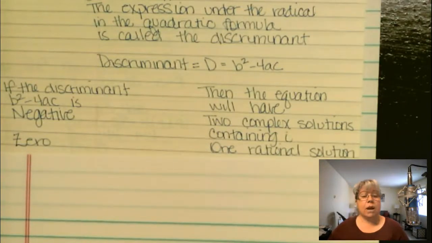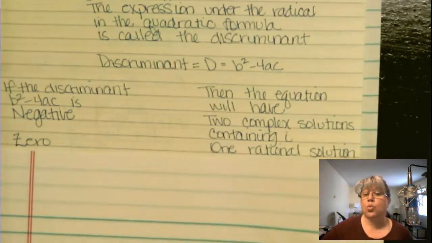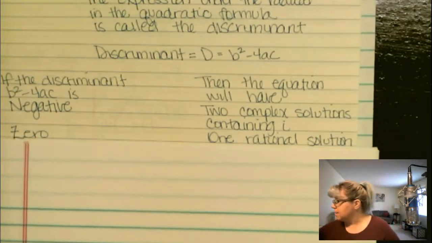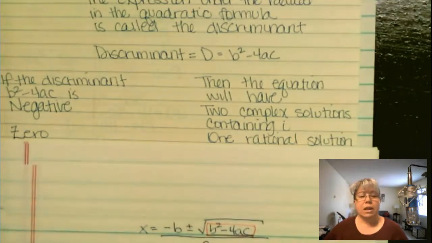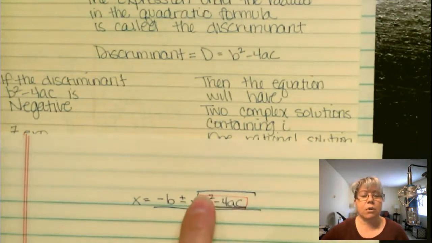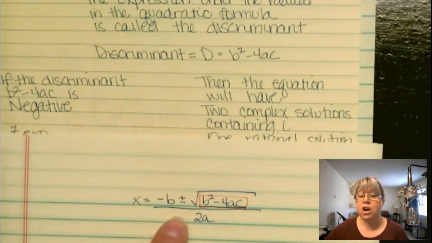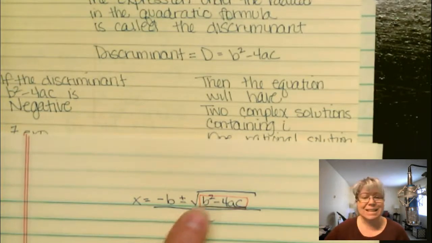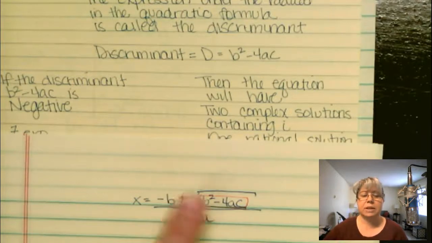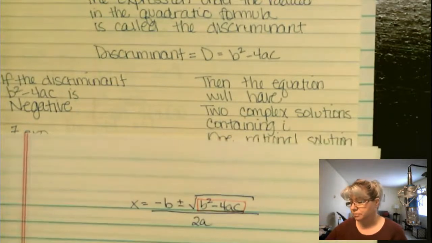If it is 0, then we will have one rational solution. Why? Well, because if the square root part is 0, then we are left with negative b over 2a. That's it. No plus or minus, so there's not two solutions. It's not imaginary because there's no negative square root. And there's not two possibilities here because it's actually 0. So we will get one rational solution.